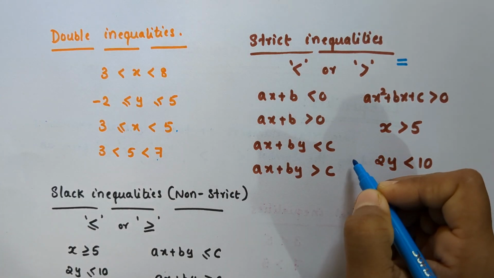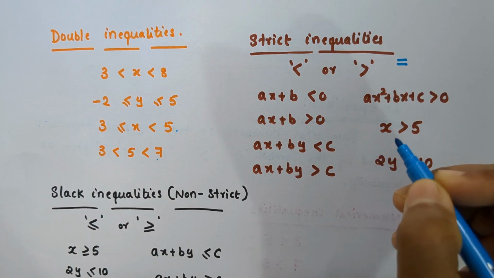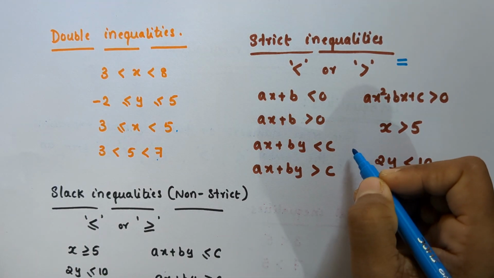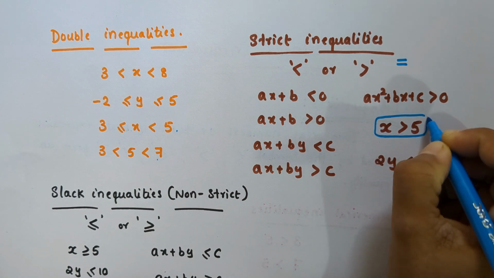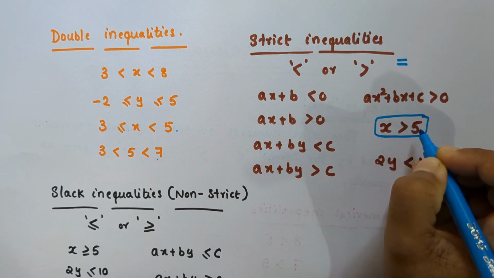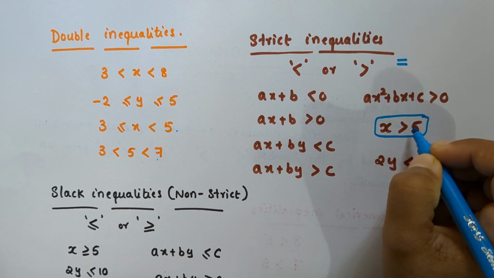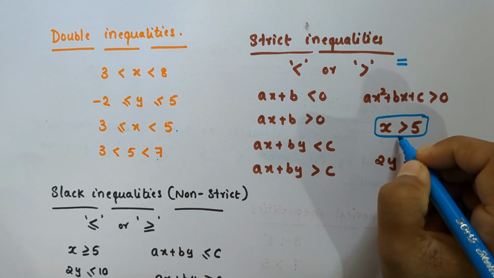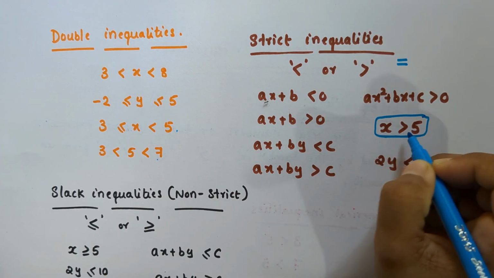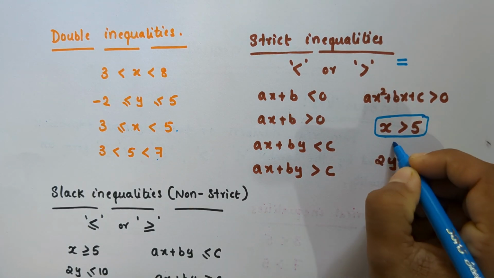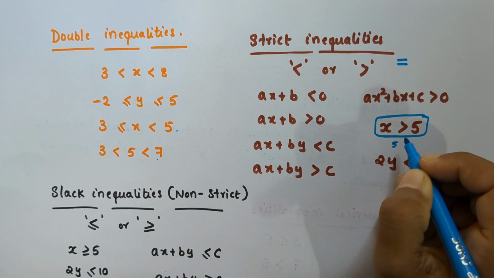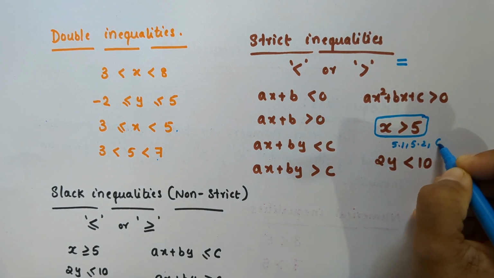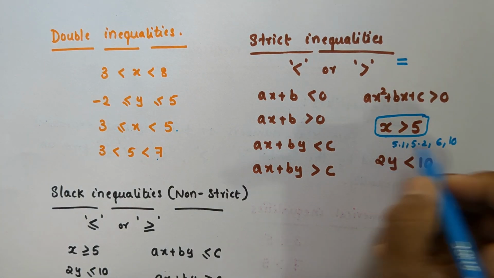In a strict inequality, the boundary value is not included in the solution. That is, the boundary number itself is not a solution. For example, x greater than 5 is a strict inequality. So here the boundary value, that is 5, is not a solution for x. x greater than 5 means x must be greater than 5. That means x can be 5.1, 5.2, or x can be 6, or x can be 10, etc. These are the solutions.